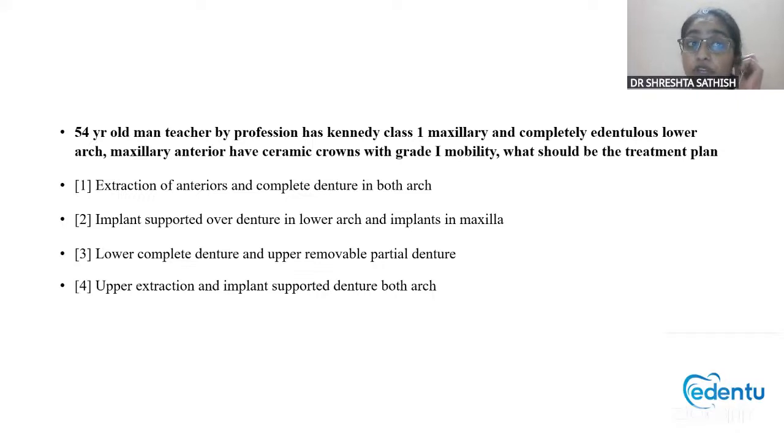A 54-year-old man, a teacher by profession, has Kennedy class 1 maxillary and a completely edentulous lower arch. The maxillary anteriors have ceramic crowns with grade 1 mobility. What would be the treatment plan? When such case studies are given, you need to read it through very clearly. There is a reason why they have given his profession here.